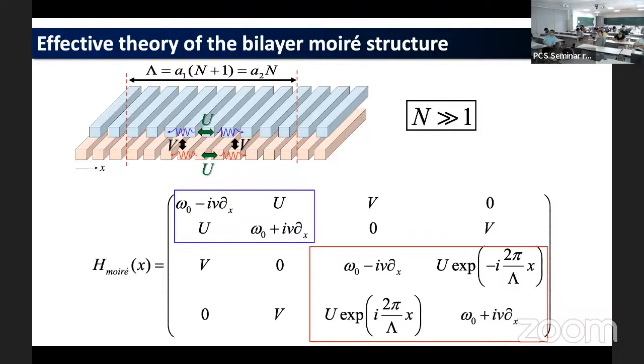Shouldn't U be different for both layers? In reality, they are slightly different. So when we do the real analytical model, we extract the parameters and put them different. But here, for the sake of simplicity, I put them the same. So omega are not exactly the same, and V are not exactly the same. But in the limit where N is very big, they are really, really close.